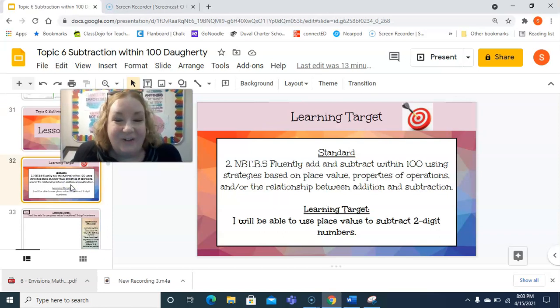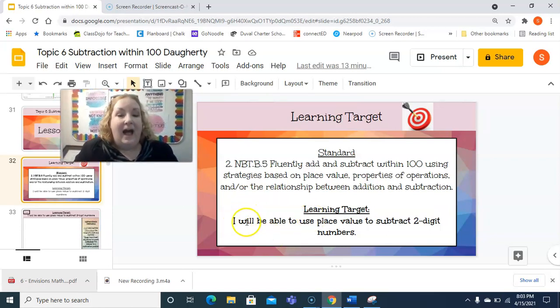All right, so let's look at our learning target today. I will read it once and then I'll do it with the moves, and then we're going to do it twice together with the moves. I will be able to use place value to subtract two-digit numbers. Now I'm going to do it very slowly with the moves, so watch me first. I will be able to use place value to subtract two-digit numbers.